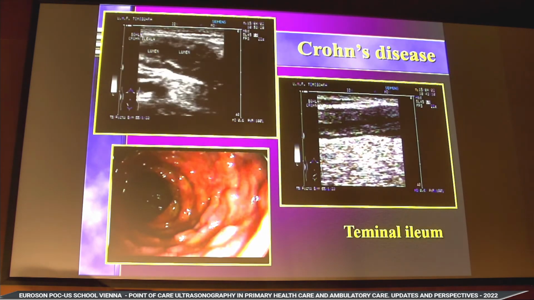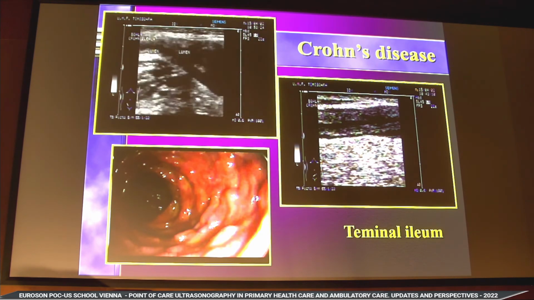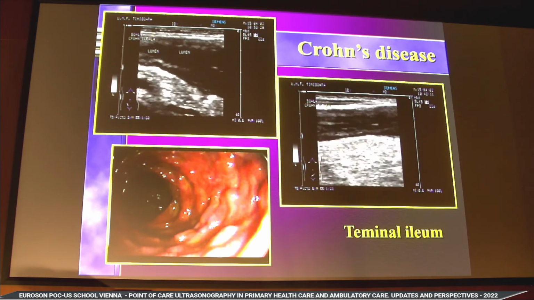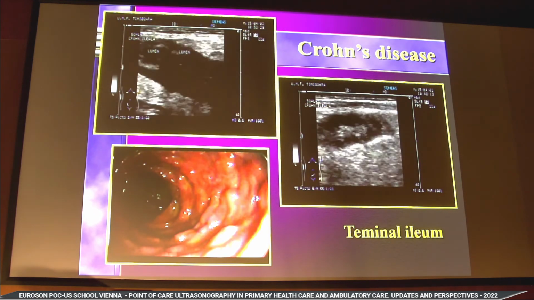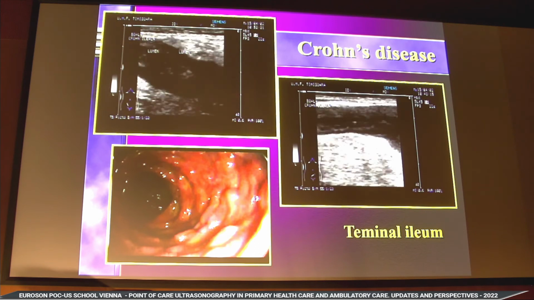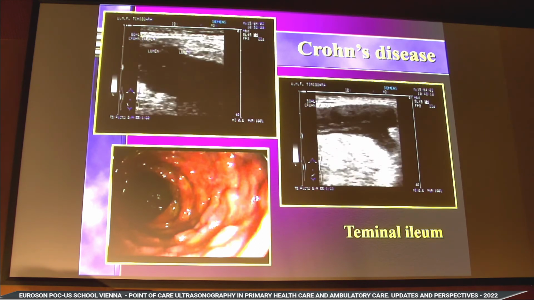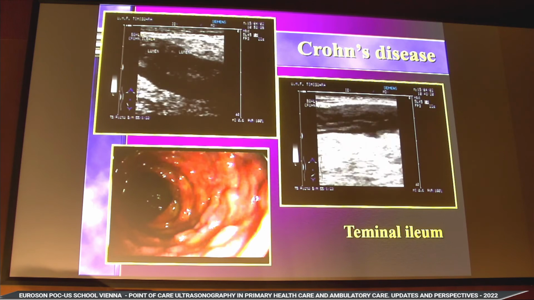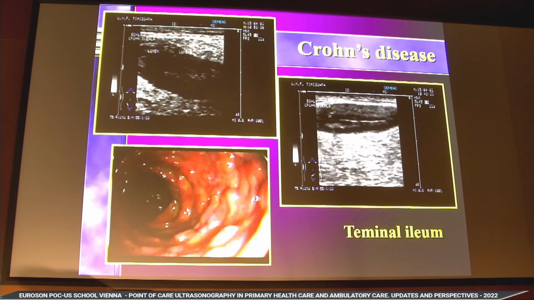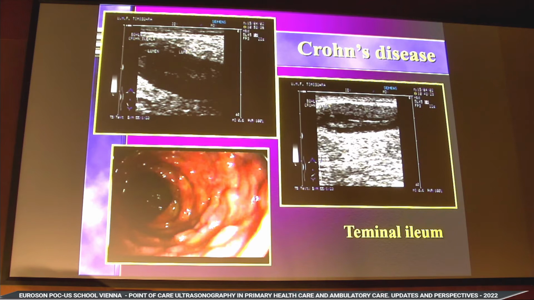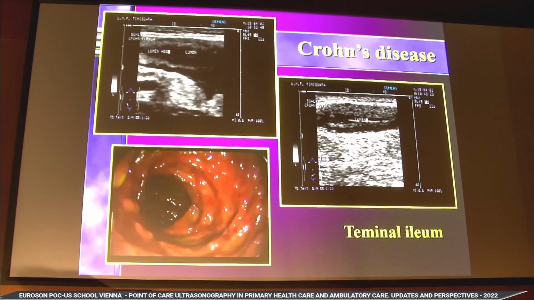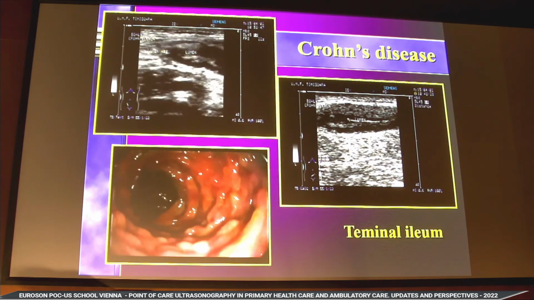We have here two other images of terminal ileum Crohn's disease, and these are both by linear probe. Okay, here we can see some stratification, but not very much. This is a typical sign in Crohn's: disappearance of stratification and very enlarged wall. And this is the typical endoscopic aspect of the terminal ileum in Crohn's disease.